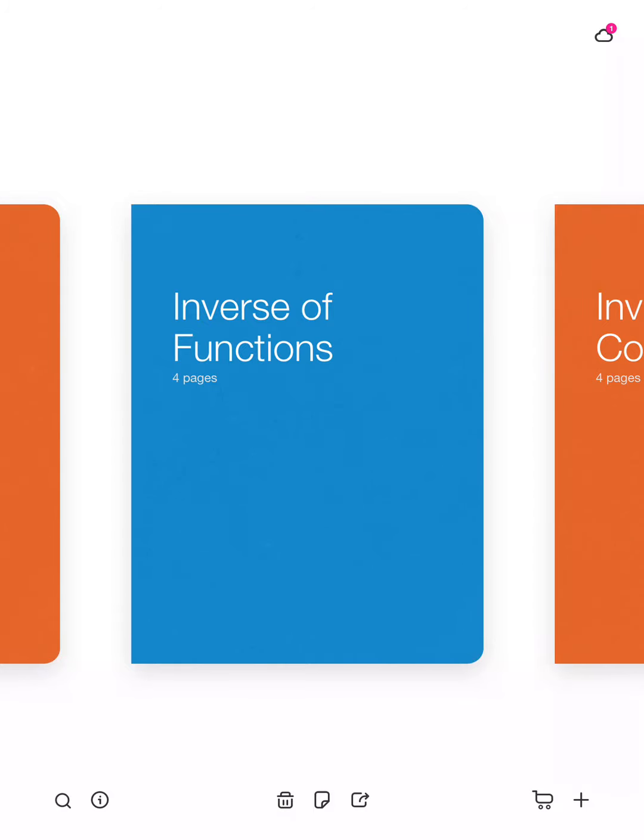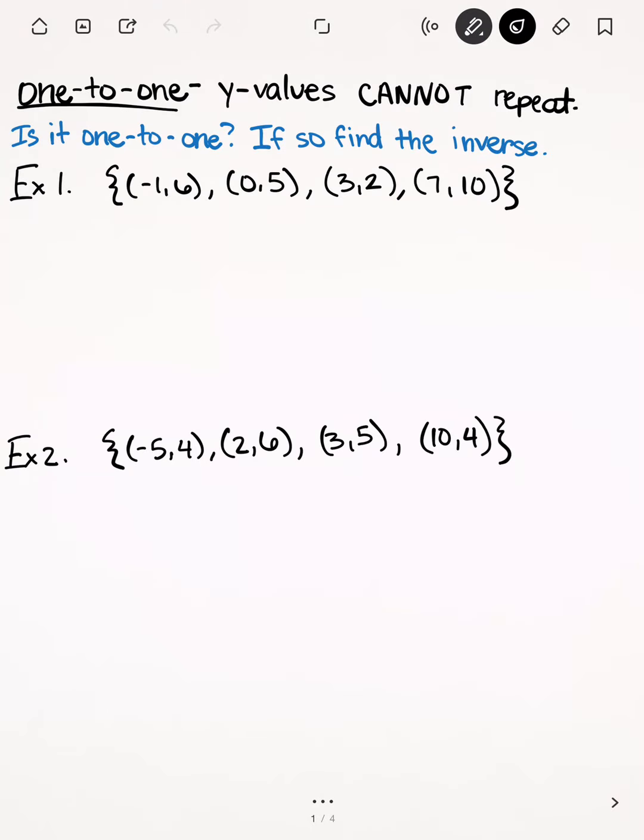This video is on inverse of functions. So first we're going to start off by talking about what is one-to-one. One-to-one, a short definition, is the y values cannot repeat. It is very different than being a function where x values can't repeat.